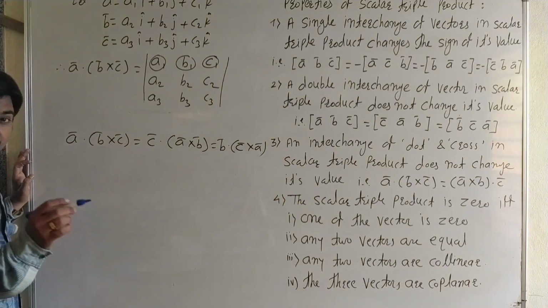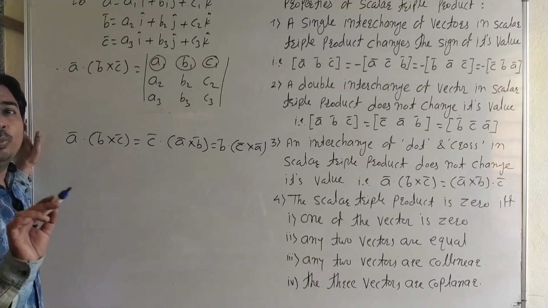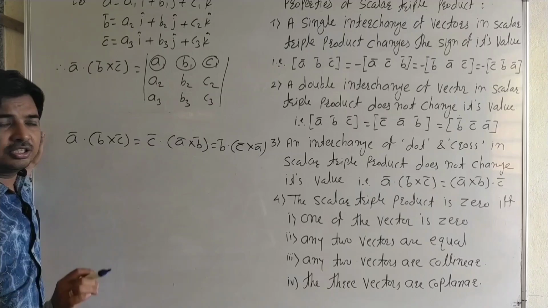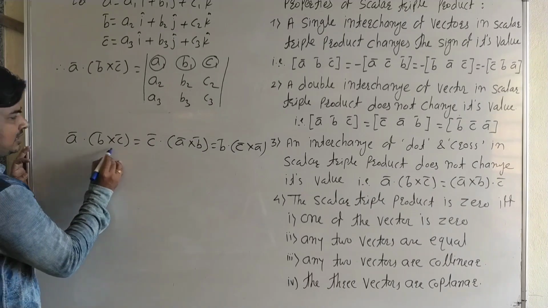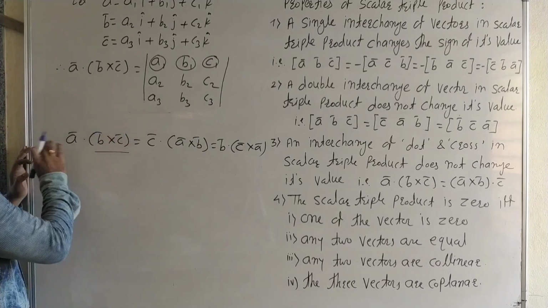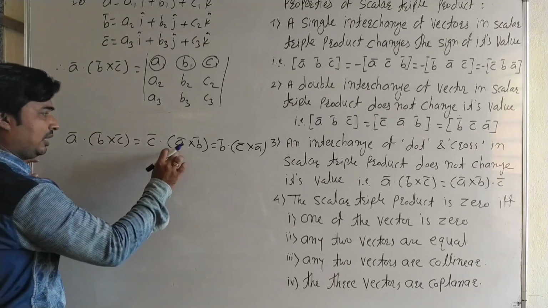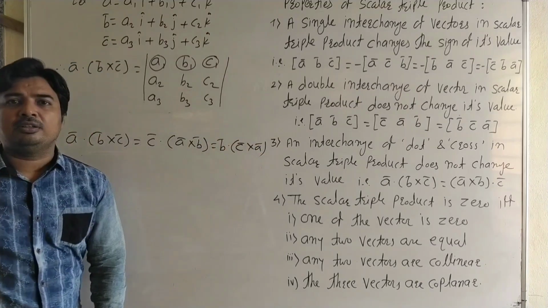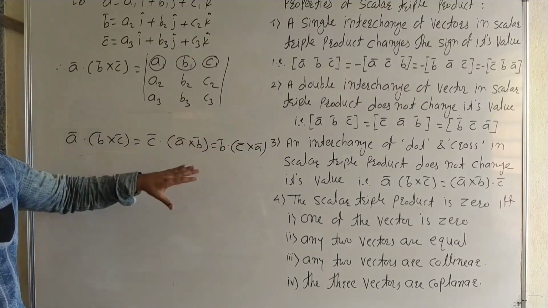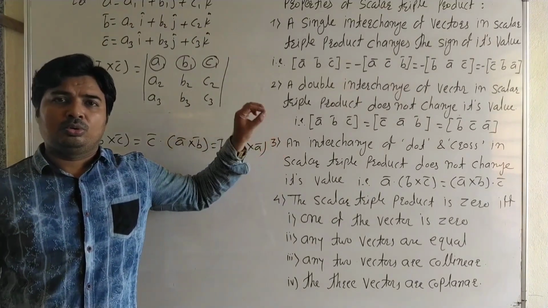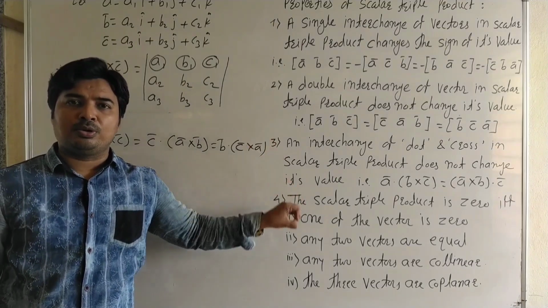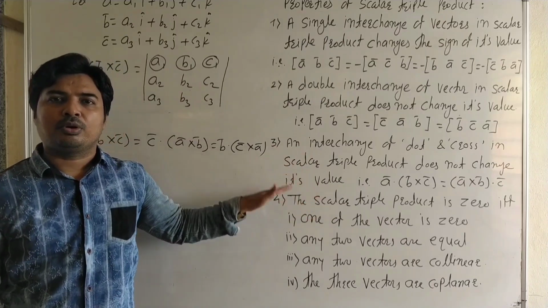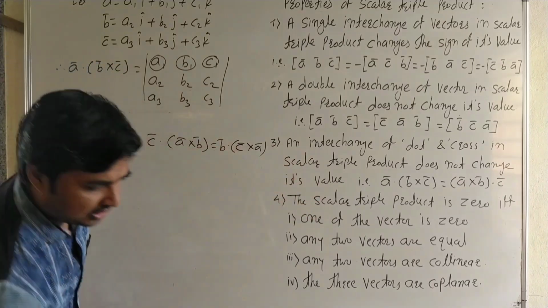We know that the cross product of two parallel vectors, or two collinear vectors, is 0. That means if B bar and C bar are collinear, then the triple product is 0. If A bar and B bar are collinear, then the triple product is 0. If C bar and A bar are collinear, then the triple product is 0. That means if any two vectors of the triple product are parallel, that is collinear, then the triple product is 0. Okay, see carefully this property.